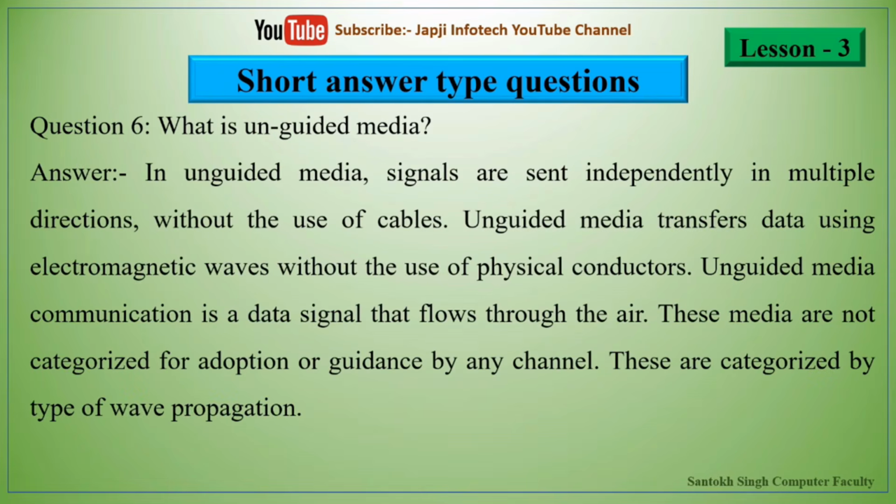In unguided media, signals are sent independently in multiple directions without the use of cable. Unguided media transfer data using electromagnetic waves without the use of physical conductor. Unguided media communication is a data signal that flows through the air. These media are not categorized for adoption or guidance by any channel. These are categorized by type of wave propagation.